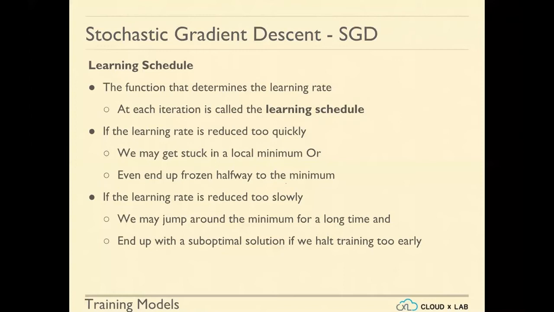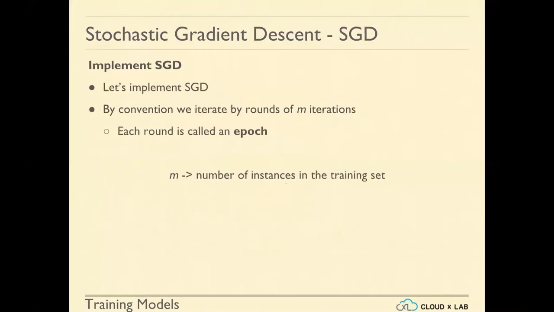If the learning rate is reduced too slowly, we may jump around the minimum for a long time and end up with a suboptimal solution if we halt training too early.